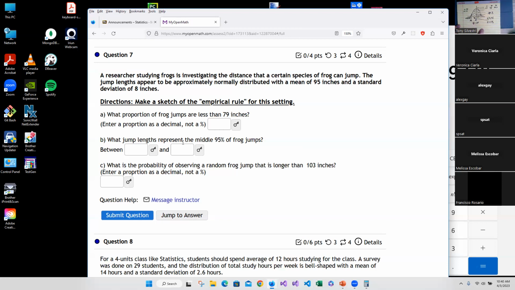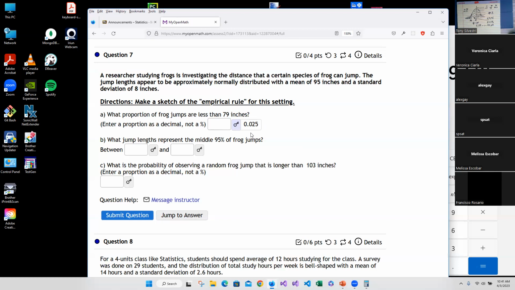All right. Okay, so what we calculated was the number of frogs that jumped greater than 79. 97.5% of the frogs went greater than 79. It must be that 1 minus that is going to give me 2.5%. So I'm going to say 2.5%. Enter proportion as a decimal. 2.5% is 0.025.